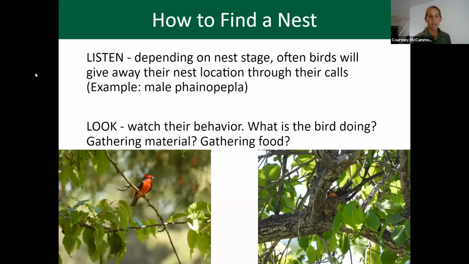So depending on the nest stage, often birds can give away their nest location through their calls. If they're nest building, most of the time they're still within the breeding phase, and they'll be calling to each other, doing a lot of breeding calls, especially with raptors. And then in the incubation phase is when they start to get a little bit quieter and not as loud.